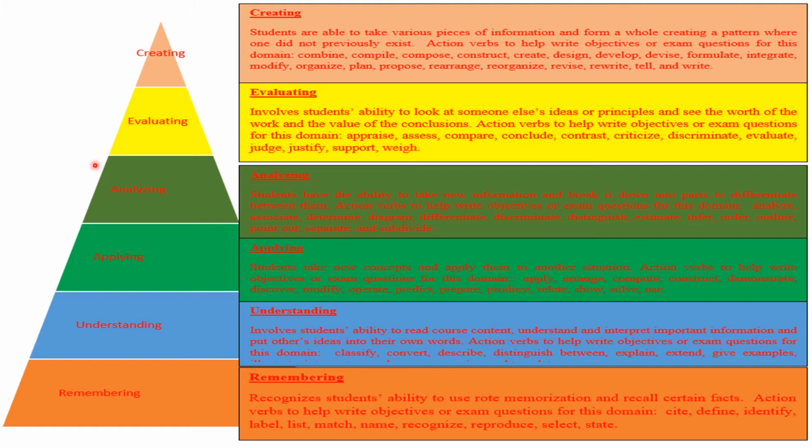So, in writing learning objectives using Bloom's revised taxonomy, it is a hierarchy of 6 cognitive skills arranged from less to more complex, from remembering, understanding, applying, to analyzing, evaluating, and creating. So we have here, for example, creating. Students are able to take various pieces of information and form a whole, creating a pattern where one did not previously exist.